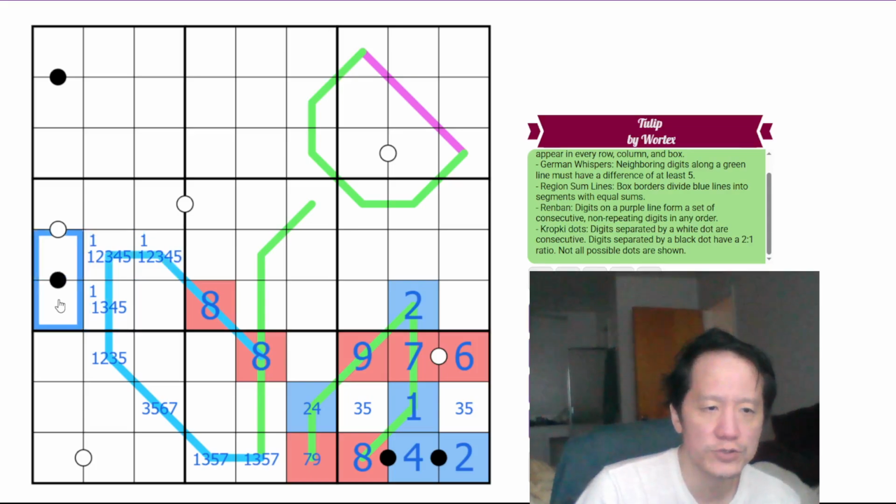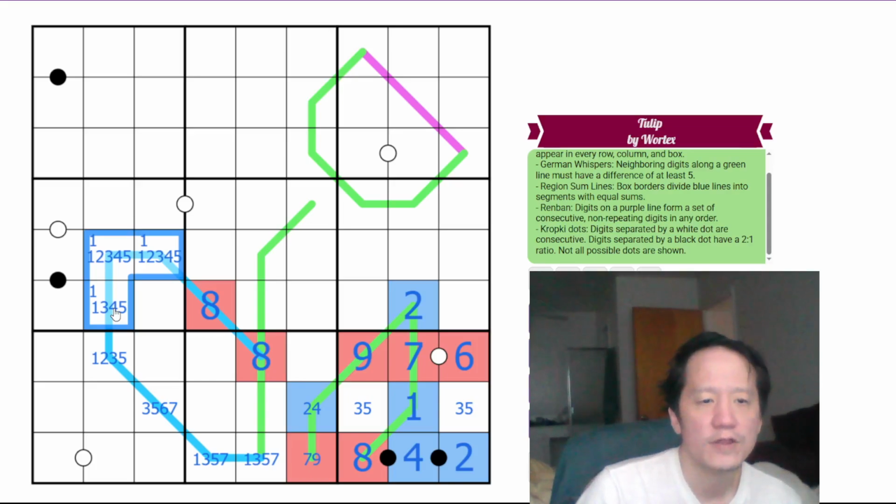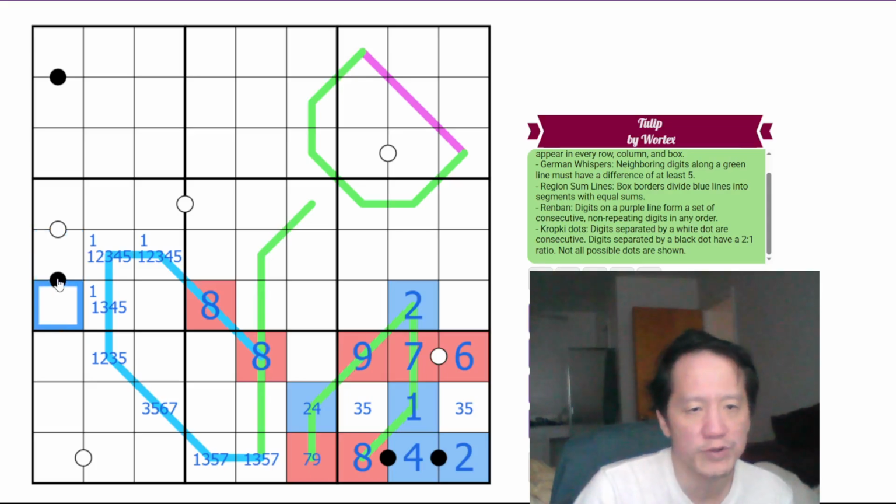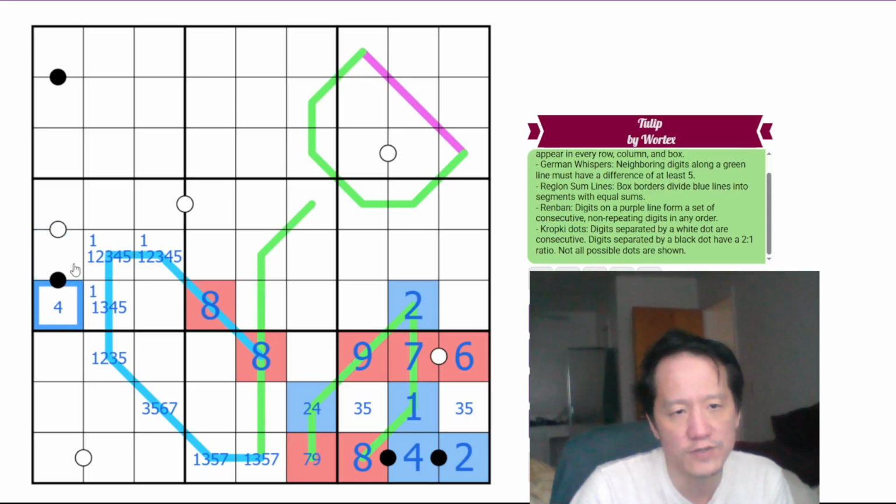This is in a 1 to 2 ratio. You cannot have 2, 4. You can't have 1, 2, because the 1 has to be on this region sum line. Therefore, it cannot be 2, 4. It can't be 1, 2. It could be 4, 8 as long as this is the 4 and that's the 8. Or it could be 3, 6.